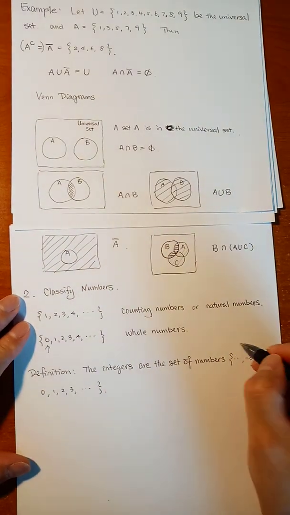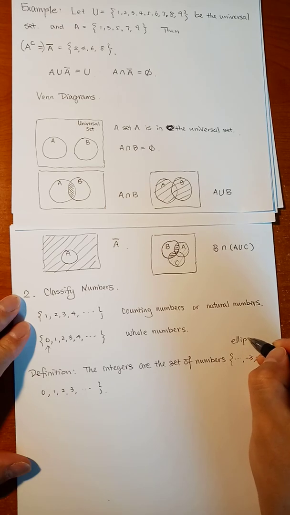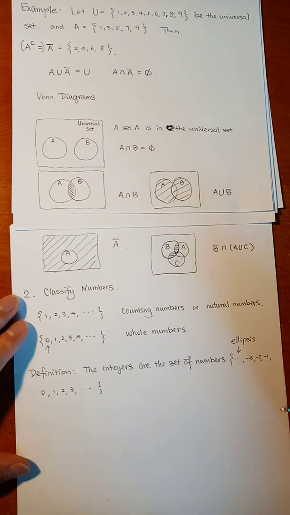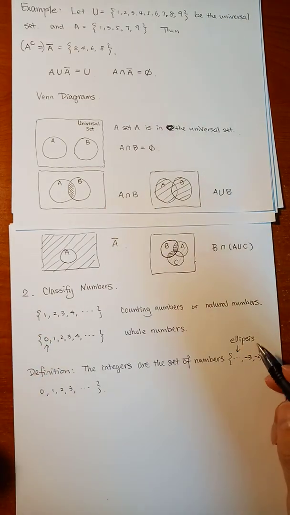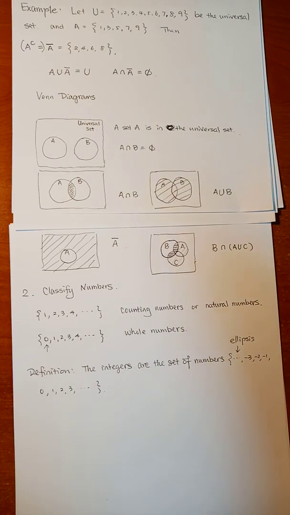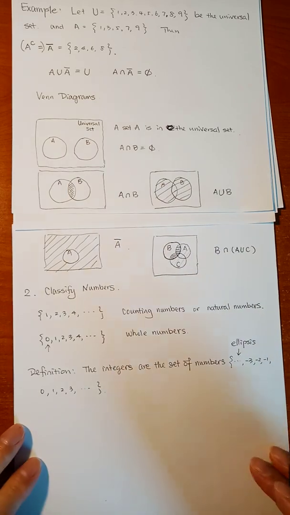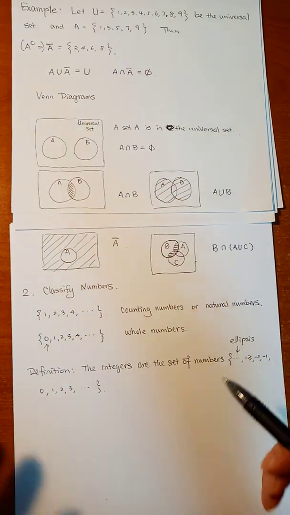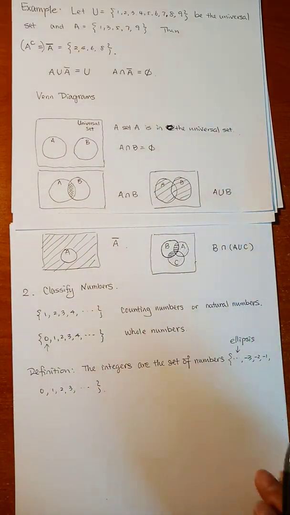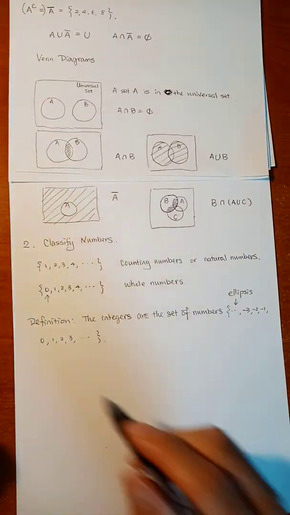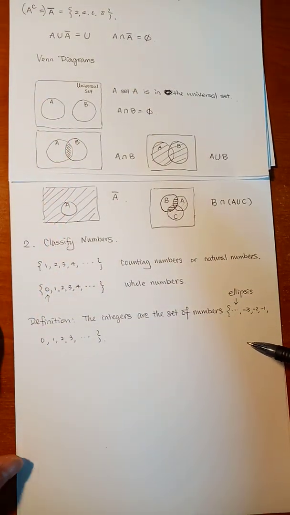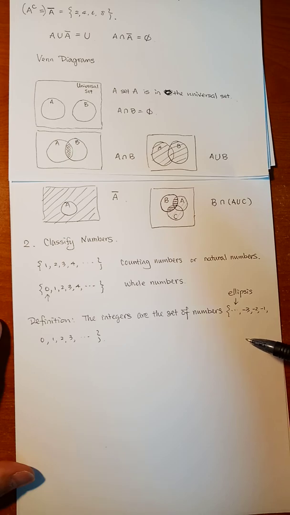Ellipses. Okay, I'm writing down this word for emphasis. It's called ellipses. So this is the set of integers. To the left, the negative part is indefinite. The right part is also indefinite, infinite. Okay, so that's the integers.